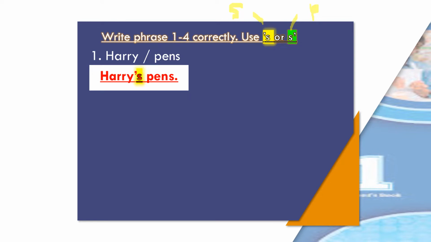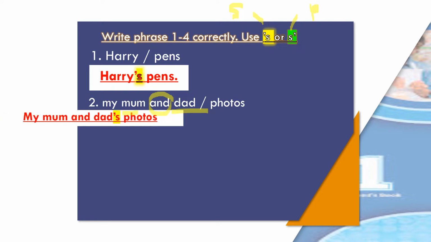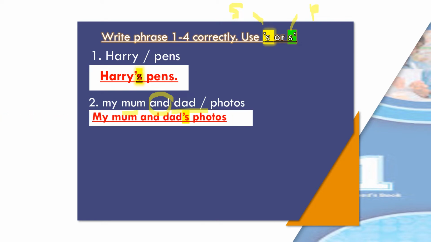Number two, my mom and dad photos. Here there are two people. Number one, mom. Number two, dad. But we use the word and here. So when we write the answer, it becomes my mom and dad's photos, because there's only one person after the word and. So if you have the word and, for example, Ali, Aina and Henry, then you put the apostrophe s at the last person's name. You look at the last person. If the last one is singular, then you just put the apostrophe s.